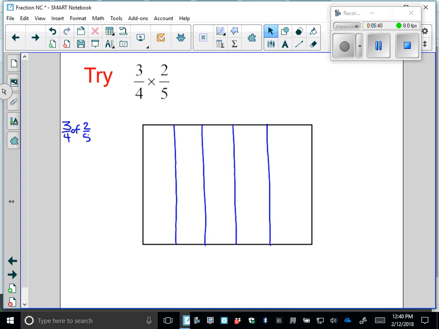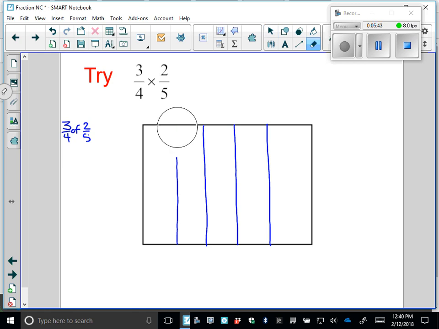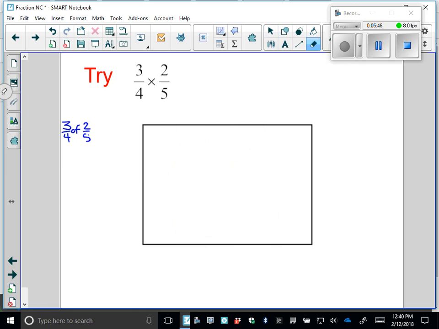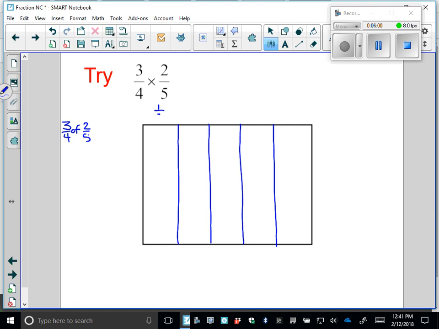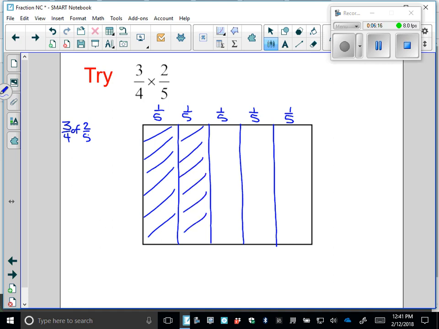Try to make it a little more even. Let's try that one more time. It doesn't have to be perfect. Each one of these is a 5th. So I'm going to shade 2/5. That's 2/5.